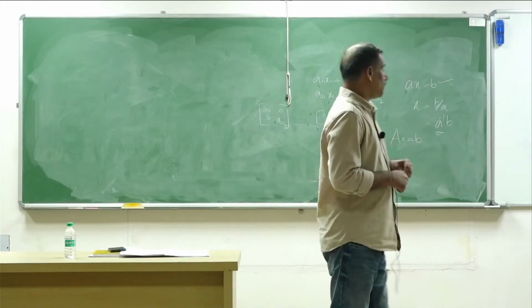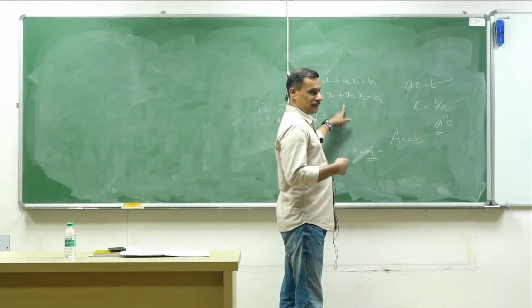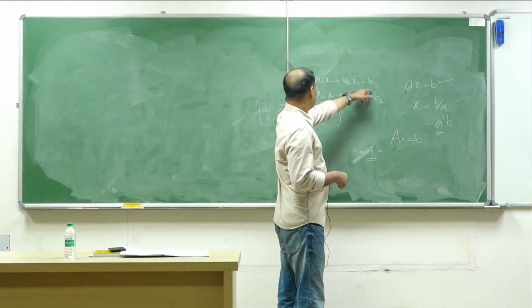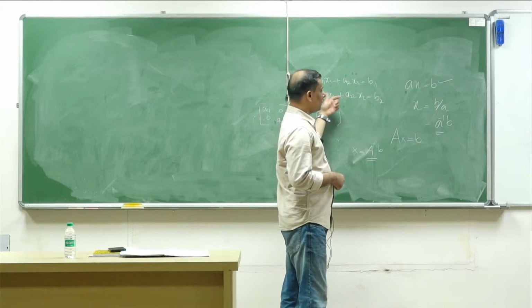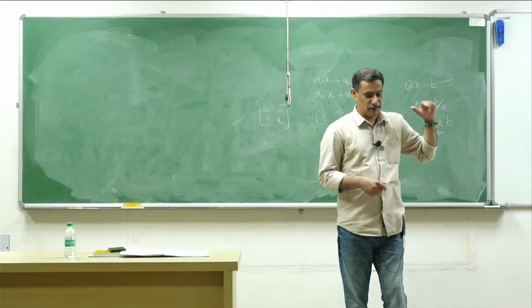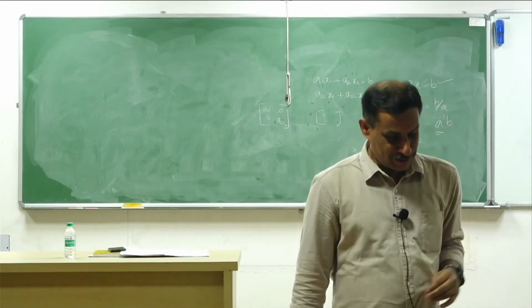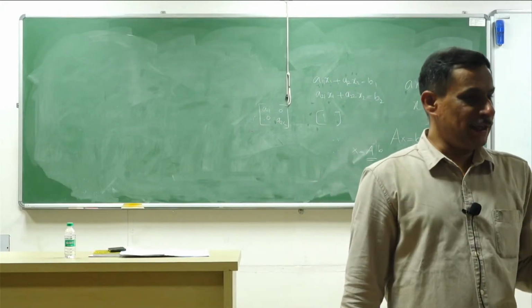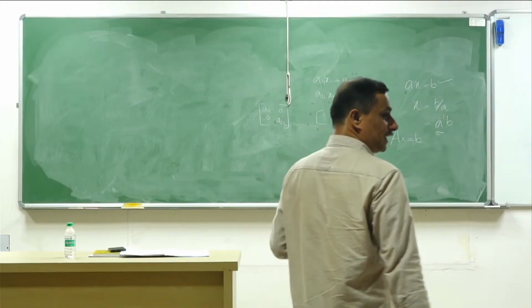The system becomes difficult because the variables are coupled. If it is diagonal, x1 is b1 by a11. Like that you can directly read the solution. What is consistency of a system? For a system of equations, if the solution exists, it is consistent. If the solution doesn't exist, it is inconsistent.